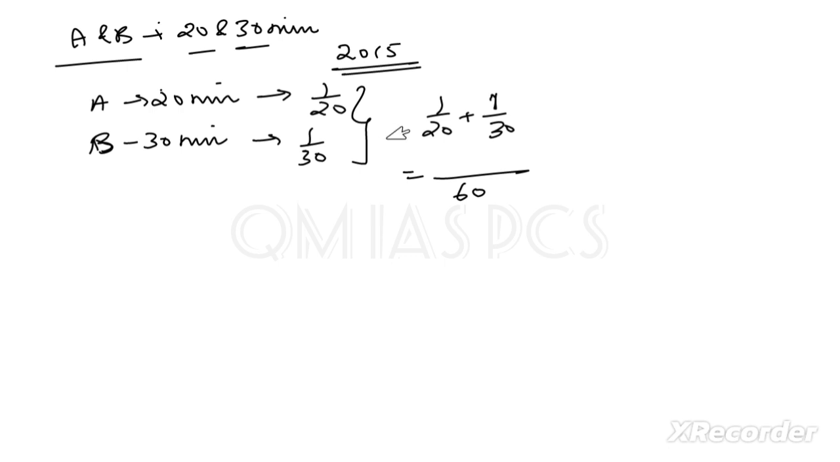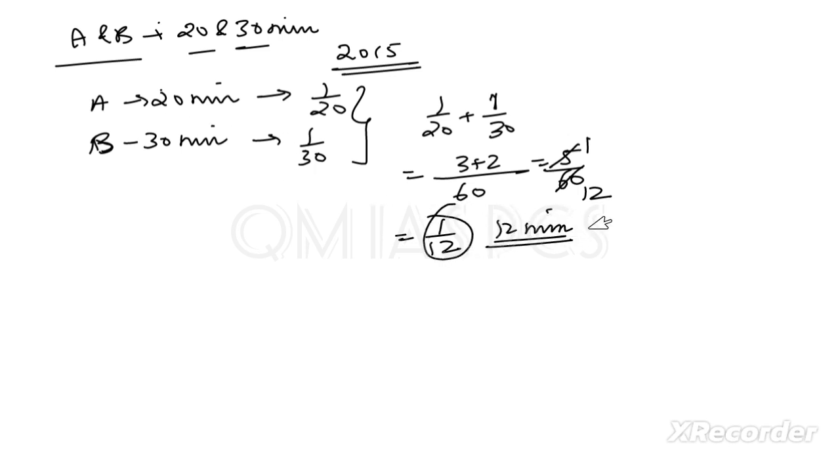It will be 3 plus 2, that will be 5 by 60. When you reduce this one, it will be 1 by 12. That means 1 by 12 part will be filled in 1 minute, so the total time will be 12 minutes. Just reverse this, take the reciprocal. So 12 minutes will be the total time. So one method is this one.